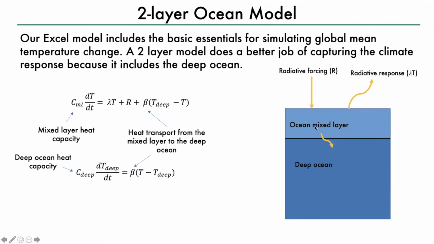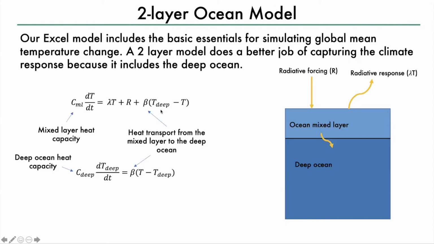As it warms up, it can transport heat down to the deep ocean. Okay, so how does that change our equations? So now we have two equations because we have two layers. This is the same. We still have this mixed layer heat capacity and this change in temperature with time term. We still have this lambda T and radiative response and this radiative forcing, but now we have this beta term, and that is representing how much heat is transported from the mixed layer to the deep ocean.